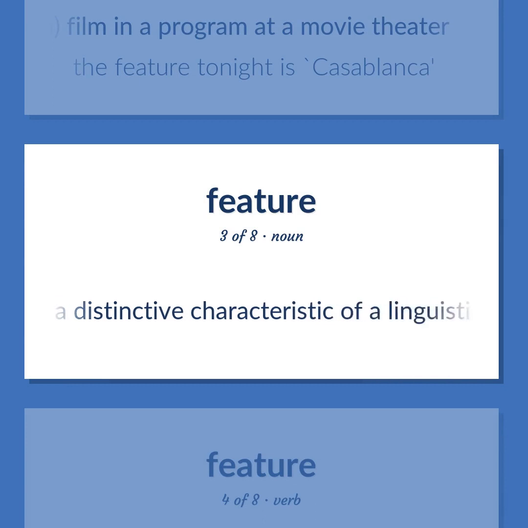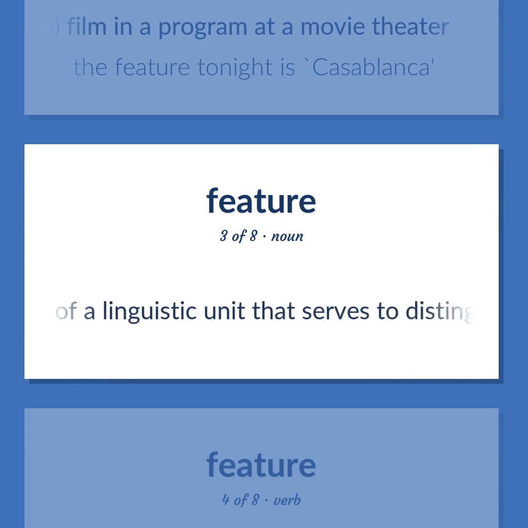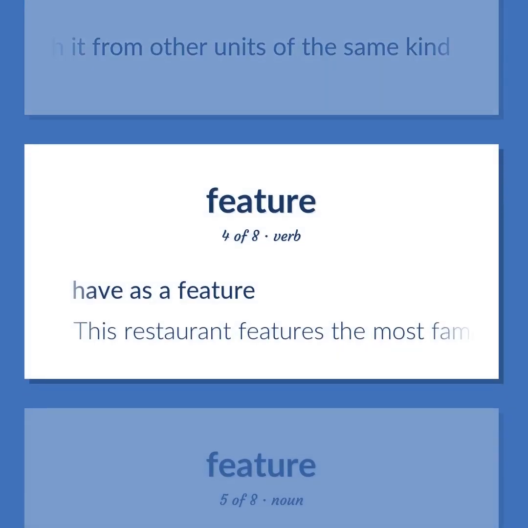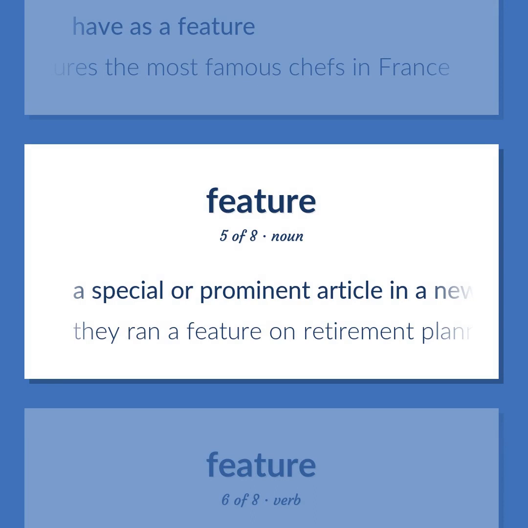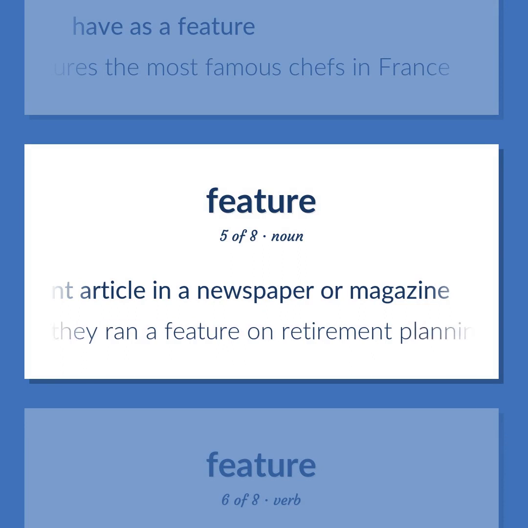Linguistics. A distinctive characteristic of a linguistic unit that serves to distinguish it from other units of the same kind. Have as a feature. This restaurant features the most famous chefs in France. A special or prominent article in a newspaper or magazine. They ran a feature on retirement planning.